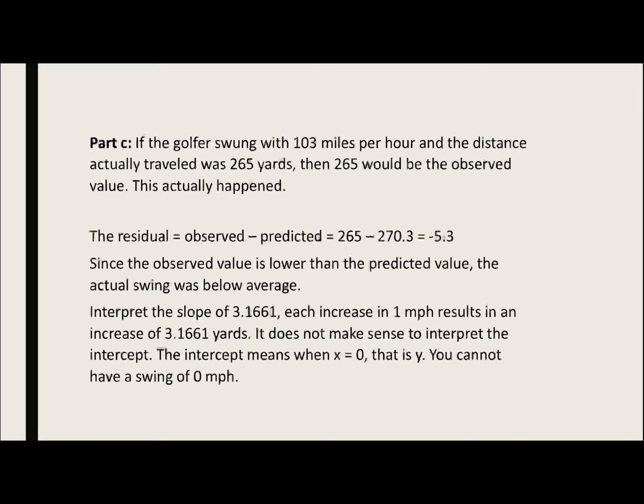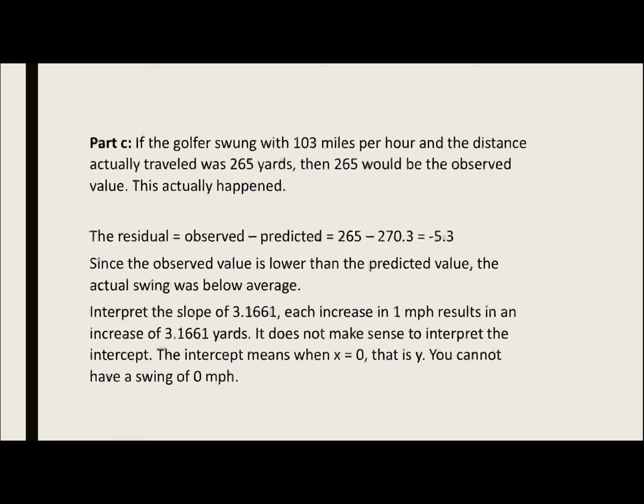Part C. If the golfer swung with 103 miles per hour and the distance actually traveled was 265, then 265 would be the observed value. That actually happened. The residual equals observed minus predicted. Observed is 265, what actually happened, minus predicted, 270.3 from the equation, equals negative 5.3. Since the observed value is lower than the predicted value, the actual swing was below average.